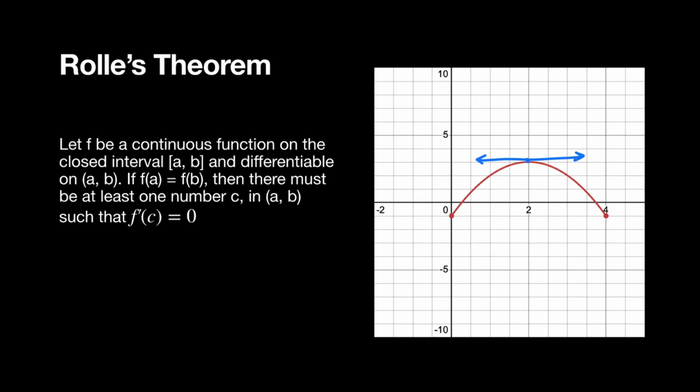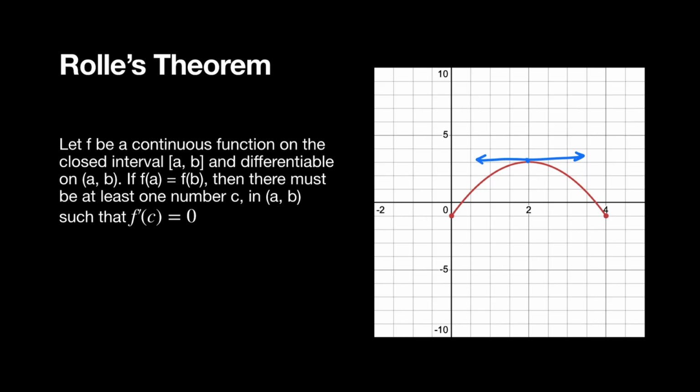If f of a equals f of b, so if the two endpoints have the same y value, then there must be at least one number in that interval such that f prime equals 0. So this theorem is saying if we have two endpoints that have the same y value and we draw a continuous differentiable function, between those two endpoints there has to be a place where we have a horizontal tangent line.